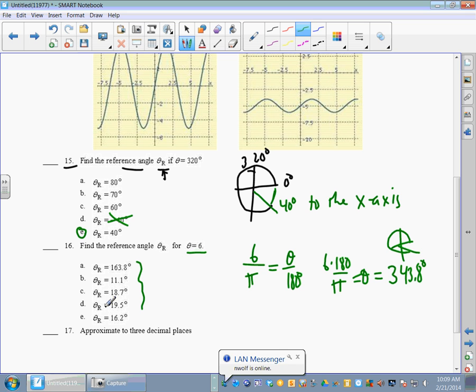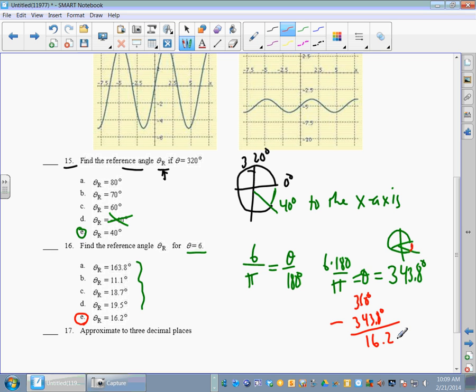So yeah, you draw it out. Find the reference angle. It's going to be 16.2. Okay? Because you take 360. So you're either going to use 360 or you're going to use 180. 16.2. Okay? That one wasn't too bad.